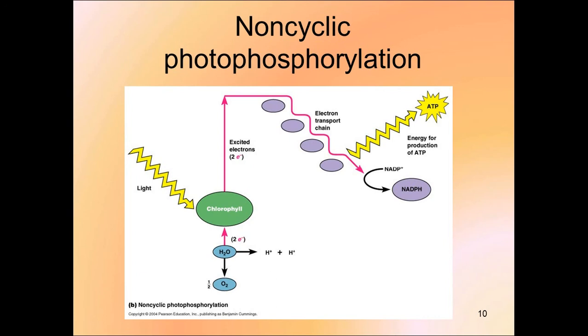We're going to leave the electron at P700 for the moment and go back to the lumen where the hydrogen are waiting. We've created a concentration gradient because there are more hydrogens in the lumen than there are outside. They're going to flow from high to low, from the lumen and through the inner membrane of the thylakoid by way of the transmembrane protein ATP synthase.